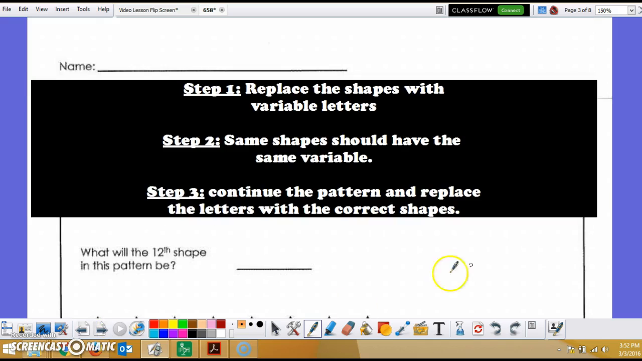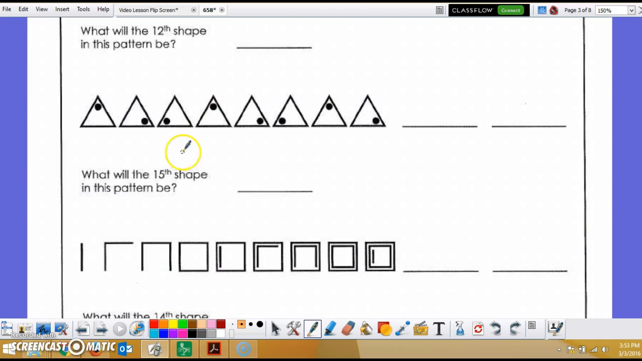I wanted you to see at least one other example as well. You can continue to use these 3 steps, but you may see something that looks like this, where it's not a letter, it's not a shape. In fact, you're following this ball bouncing around the triangle. You can still use variables. Remember, replace every shape with a variable.